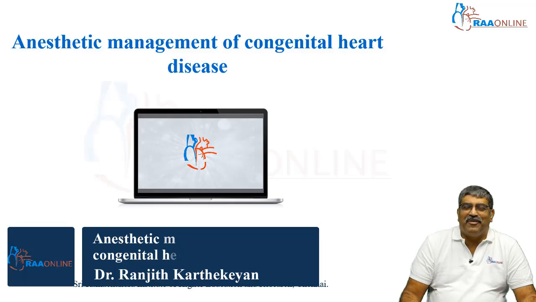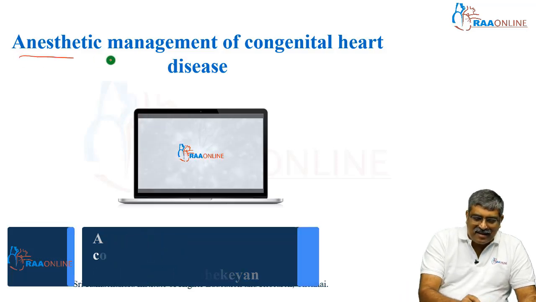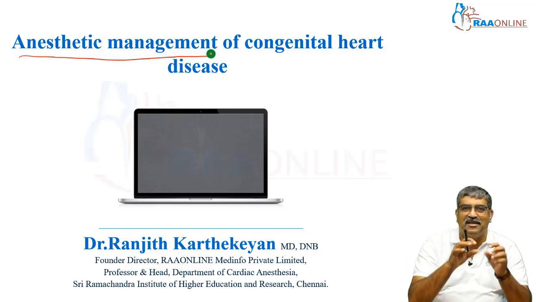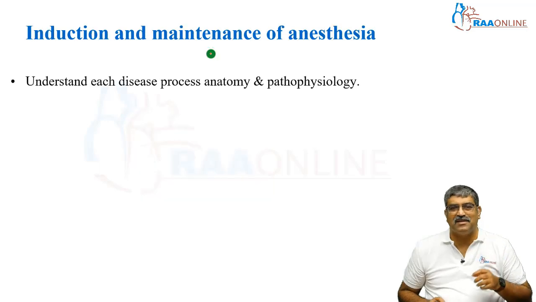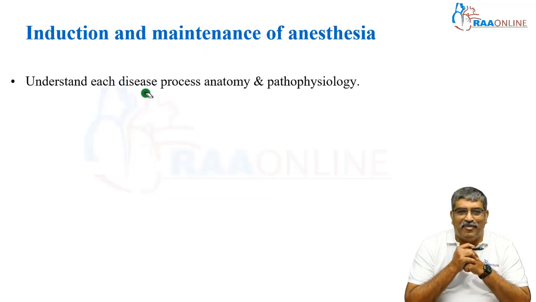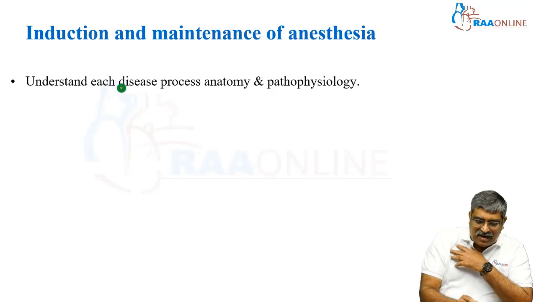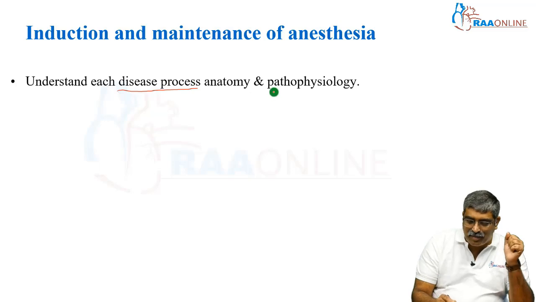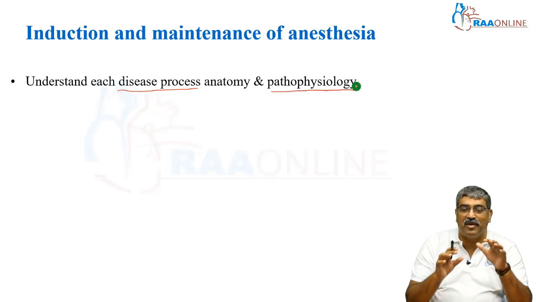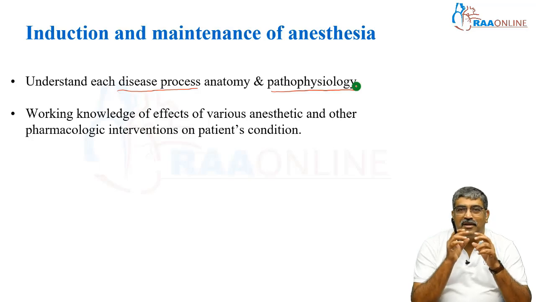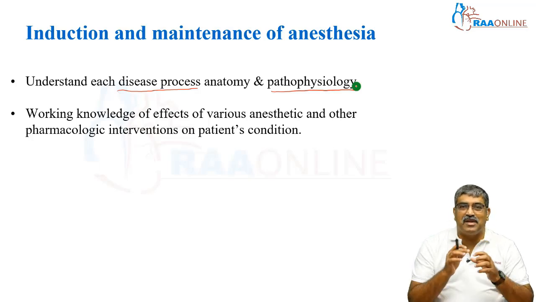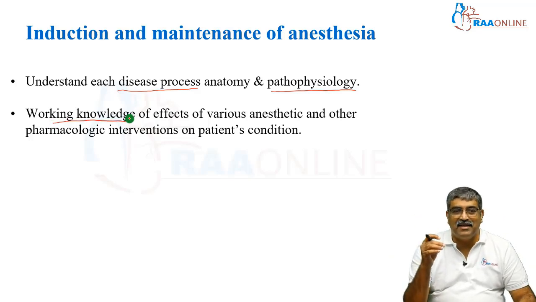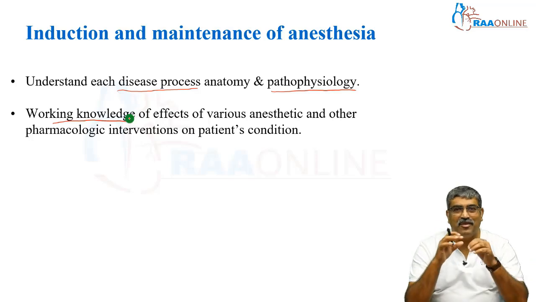In this topic we will be dealing with the anesthetic management of congenital heart disease: what happens when you give various anesthetic agents in a child with congenital heart disease. Now coming to induction and maintenance, you have to understand each disease process anatomically as well as pathophysiologically. That is very important. This understanding helps us to have a working knowledge of the effect of various anesthetic and pharmacological interventions on the patient's condition.